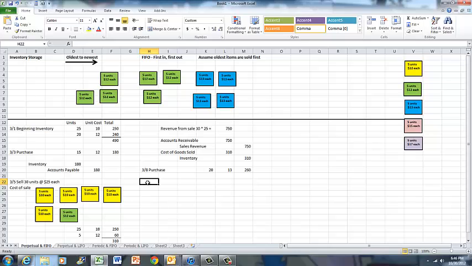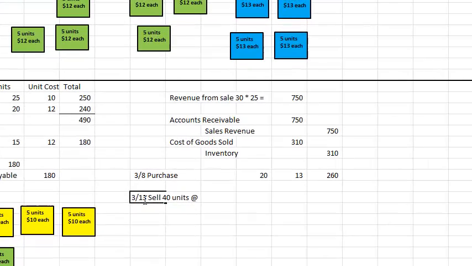Now the next thing that is going to happen is on March 13th, we're going to sell 40 units. And again, the sales price is going to be $25 each.